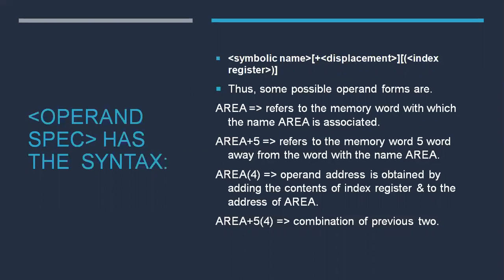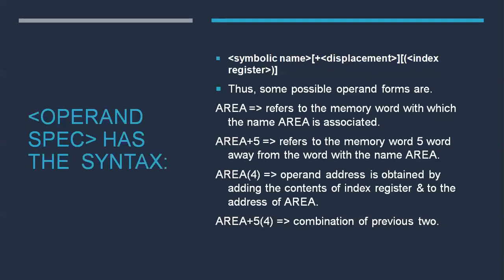Area into bracket 4 gives the operand address. Its operand address is obtained by adding the contents of the index register to the address of area. Suppose the address of area is 500, and 4 is added to it. So 504 is the new operand address that we are interested in. And area plus 5 into bracket 4 means going 5 words away from area, calculating the address, and again adding 4 to that address, and then finding the content at that particular address is done using area plus 5 into 4.